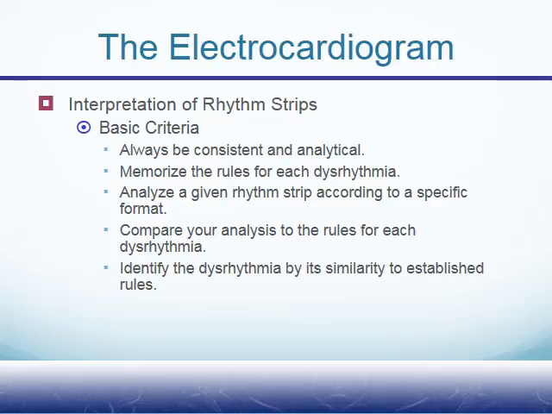So we need to analyze any rhythm according to a specific format. Look at the EKG strip and try to look at it the same way you look at all of them. There are always going to be things that jump out at you, but really try to remember the rules for interpretation, and look at each part of the EKG in the same order every time. After you do that, you're going to compare your analysis to the rules for each dysrhythmia, and then you'll identify the dysrhythmia by its similarity to the rules.